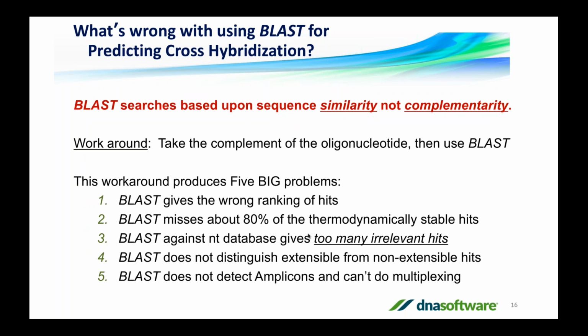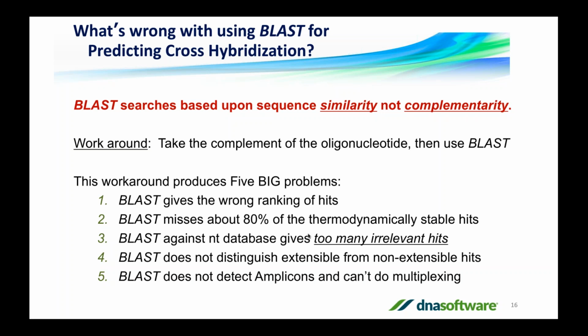So what's wrong with using BLAST to predict cross hybridization? Well, the fundamental problem is that BLAST searches based on sequence similarity, not sequence complementarity. Now that deficiency immediately leads to a workaround that all users of BLAST have to do. What they do is say, well, since BLAST can't find duplex complementarity, what I'll do is take the complement of my oligo and then use BLAST to find similarities to the complement. Now this workaround produces 5 big problems.